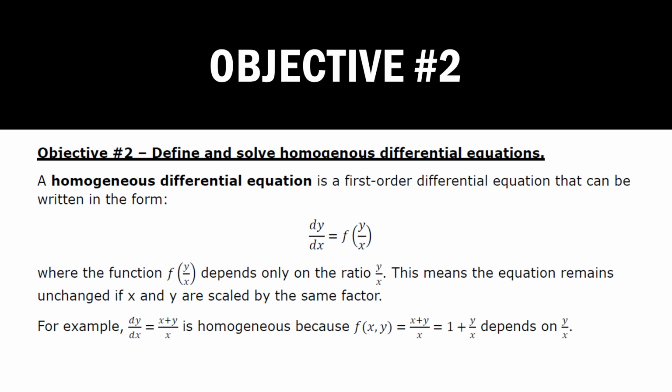You might also see dy/dx = f(x/y), and in this, our function depends on the ratio x/y. So you might see either one. For example, dy/dx = (x + y)/x is a homogeneous equation because f = (x + y)/x, which can be simplified to 1 + y/x, which then depends on y/x.